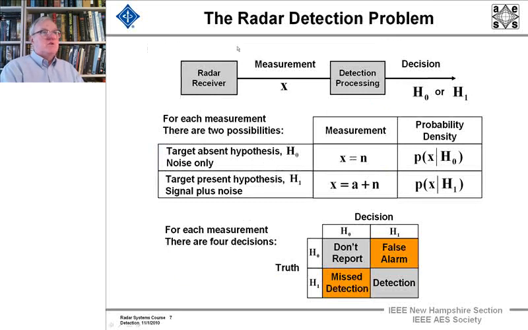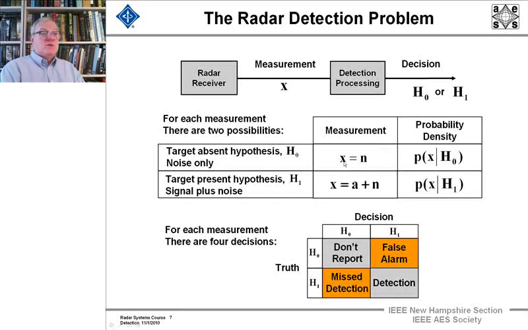Now, looking in terms of hypotheses at this radar detection problem, we have the radar receiver, we make a measurement X, and we do processing on it. And we have the 2 decisions, H0 or H1. The target absent hypothesis, H sub 0, means there's noise only. And the target present hypothesis is H1, and that is there's signal plus noise. So you do have a signal.